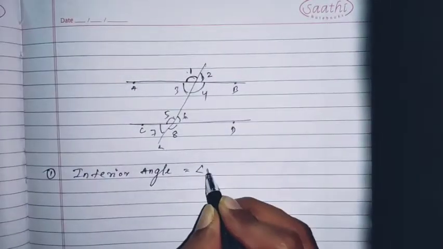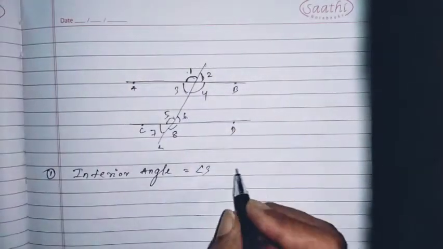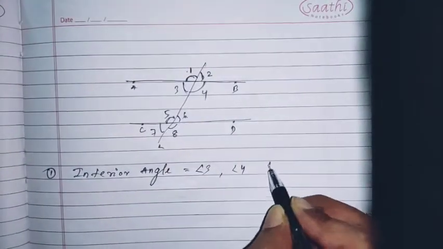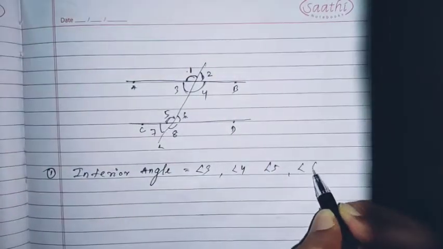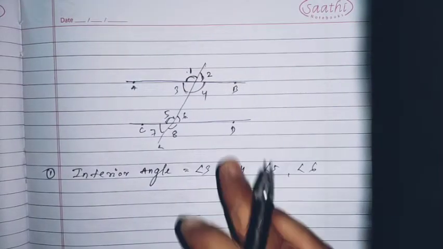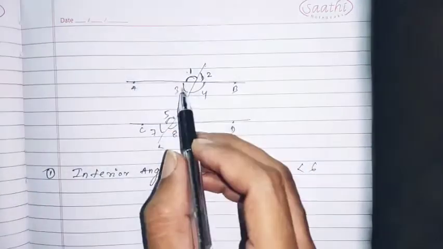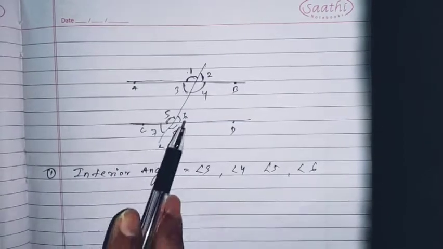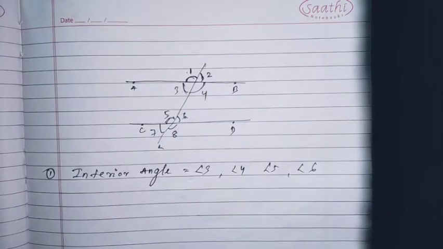So what are the interior angles? Angle 3 inside, angle 4 again inside, angle 5 and angle 6 are interior angles. Inside these two parallel lines, what are the angles formed? The angles formed inside the lines are known as interior angles. Angle 3, angle 4, angle 5, angle 6 are interior angles.